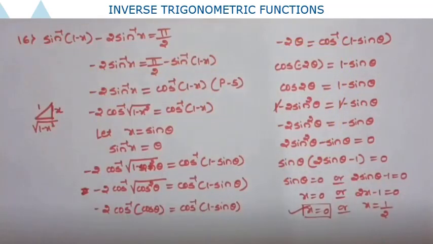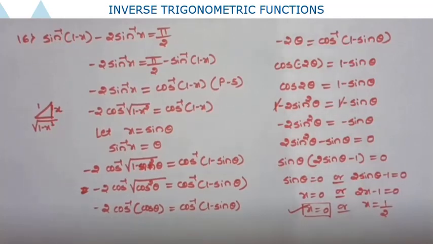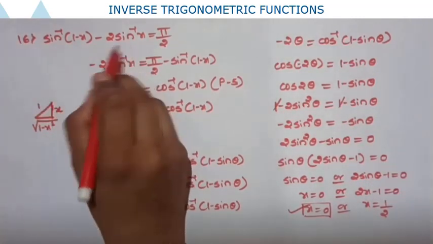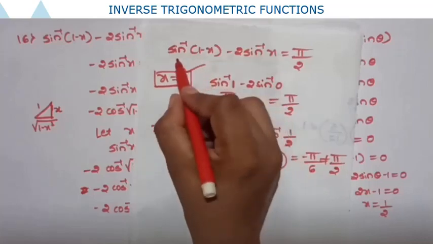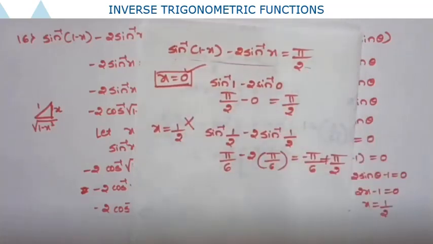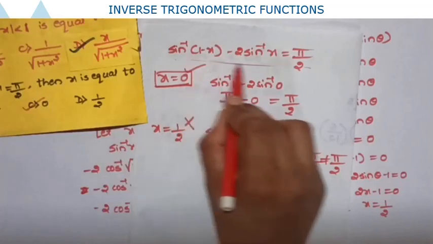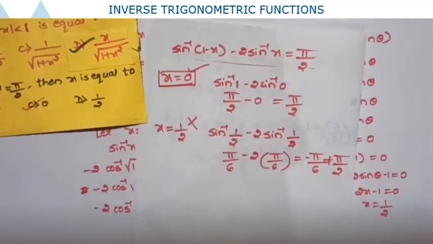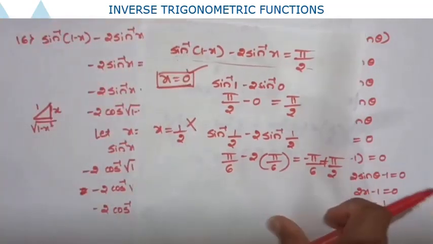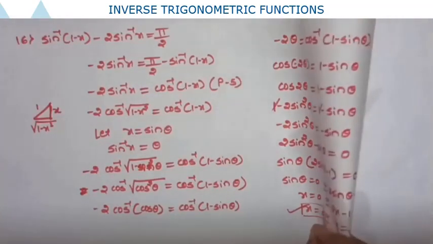If this sum is asked in board exam, you should do like this only. If it is asked for 1 mark, you can directly substitute the values 0 and 1 by 2, and you find directly the answer x equals 0. No problem. If it is asked for 3 marks, you should solve like this. And if it comes in the CET question, they are only giving the options, so you just go on substituting the options in the LHS part and you find which solution is correct. No need of solving. So now the 16th example is over, and now we'll go to the 17th one.